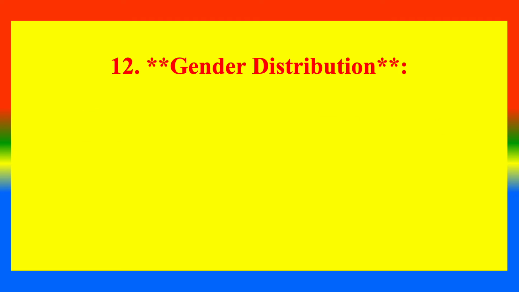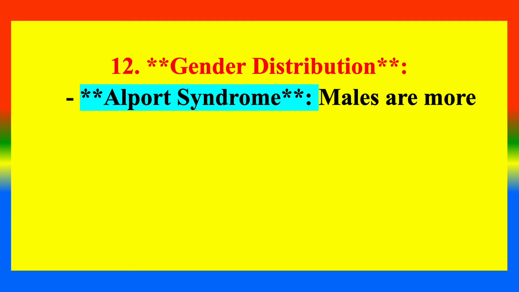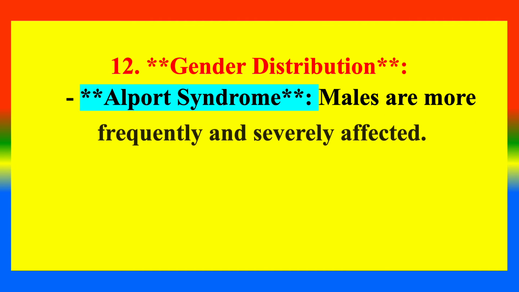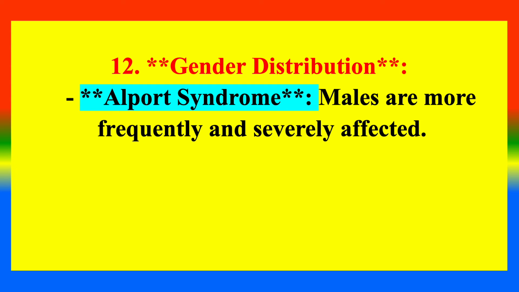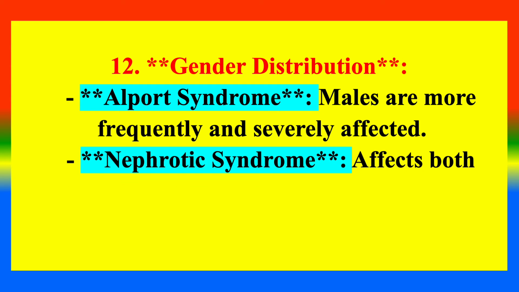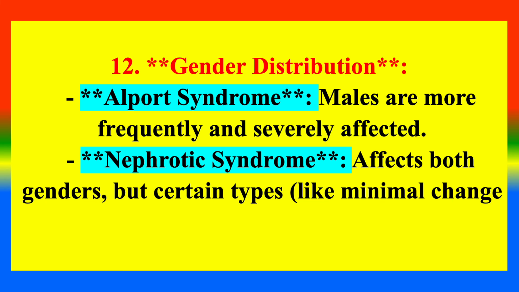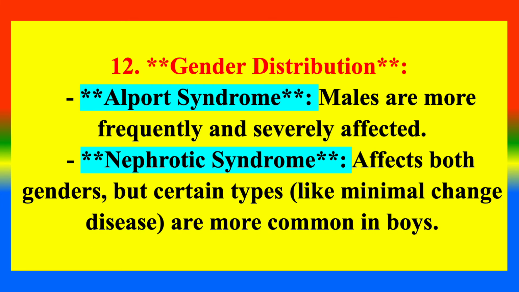12. Genetic distribution. Alport syndrome, males are more frequently and severely affected. Nephrotic syndrome affects both genders, but certain types like minimal change disease are more common in boys.